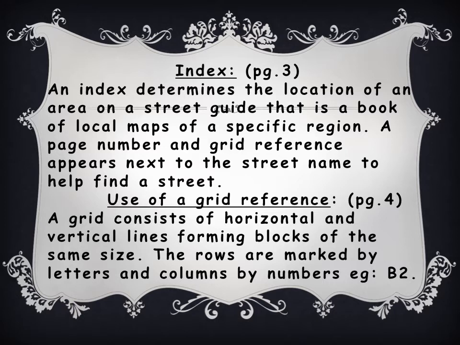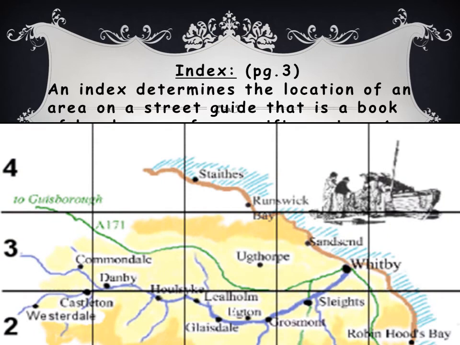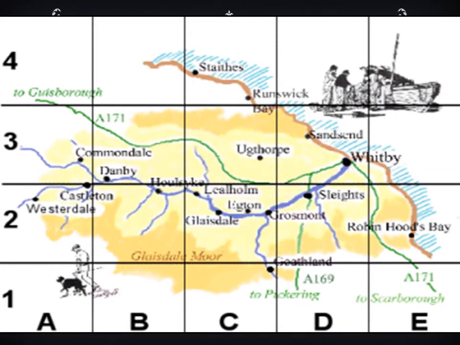A grid consists of horizontal and vertical lines forming blocks of the same size. The rows are marked by letters and columns by numbers. Example. Here is a slide for you to see. If you go look at B2, you're going to see you get Westerdale. So it's just to show you and it will help you to choose or look for the area you're looking for. Then you must look at the A, B, C, D, E and the 1, 2, 3, 4. Then you're going to look at B, you're going to say Commondale is in block B3 and that is how a grid reference works.